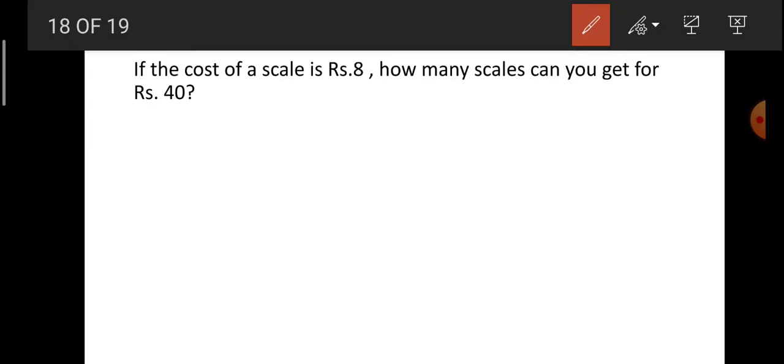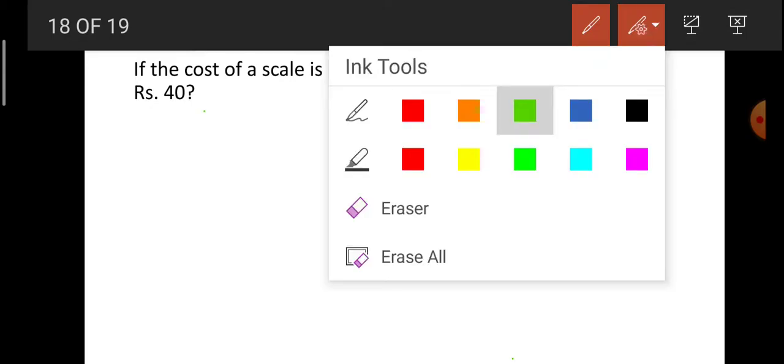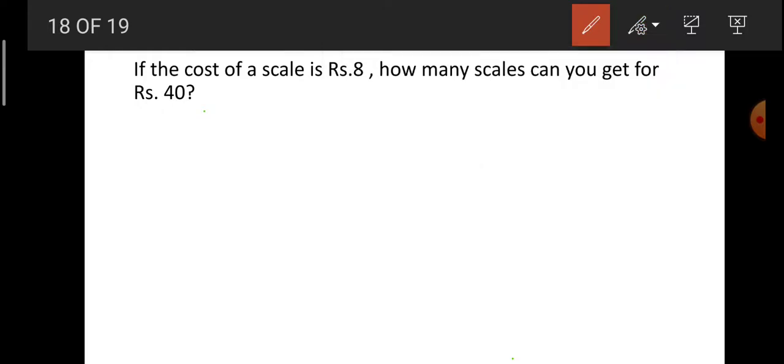I will go to the shopkeeper and ask him to give one scale. First, I will buy one scale. Okay, 40. Then we need to remove 8 rupees out of 40 rupees. 0 minus 8 you can't do, you need to do borrowing subtraction. 10 minus 8, and for 4 you will get 3 here. You know how to do borrowing subtraction.